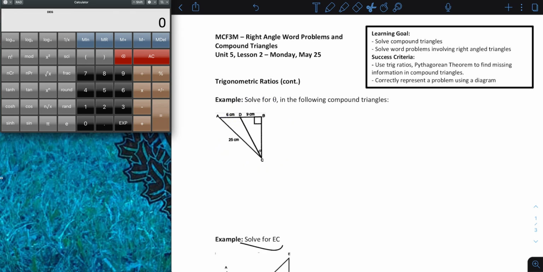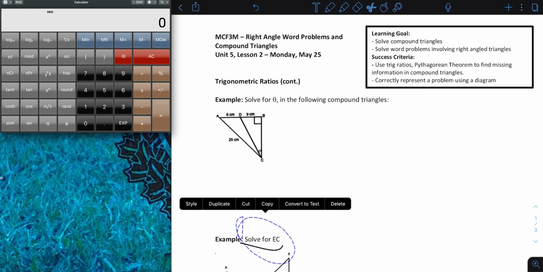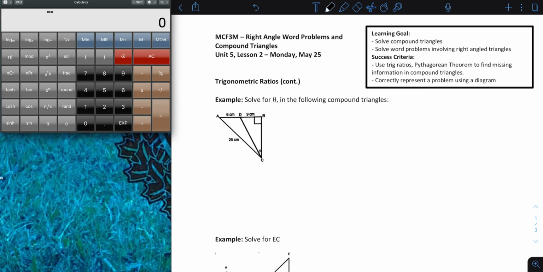Some of the success criteria associated with that will be using trig ratios and the Pythagorean theorem to find missing information. What's interesting about compound triangles is there's other information provided in the question that you can use to answer your question. That's kind of cool, right? And that has endless real world applications, because sometimes you can figure something out in real life that isn't in your picture, but you can use it to help you solve the problem. That would be like a compound triangle.